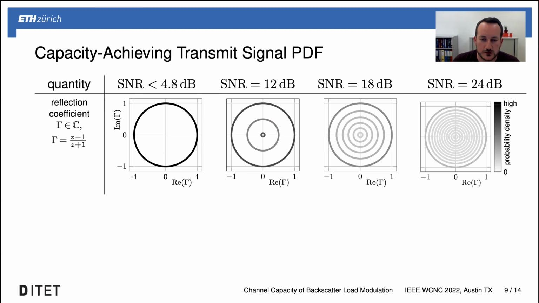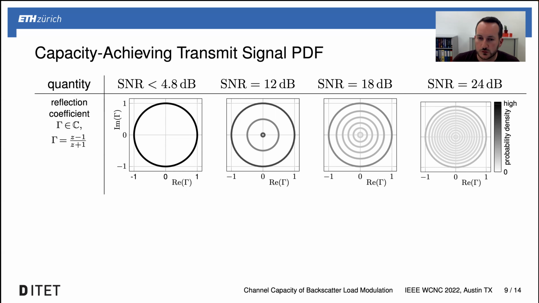When the SNR rises, we get more circles. Here we have 4 circles. They emerge at 0 and grow. Here we have 6 circles. Here we have a lot of circles. And you see this converges basically to a uniform distribution on the unit disk.